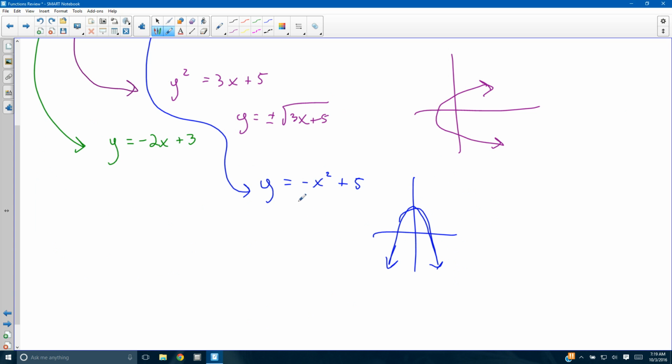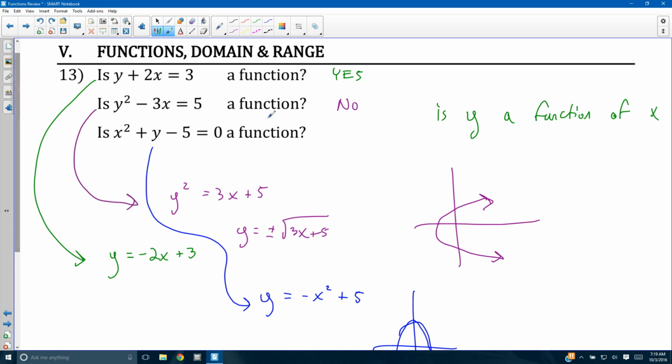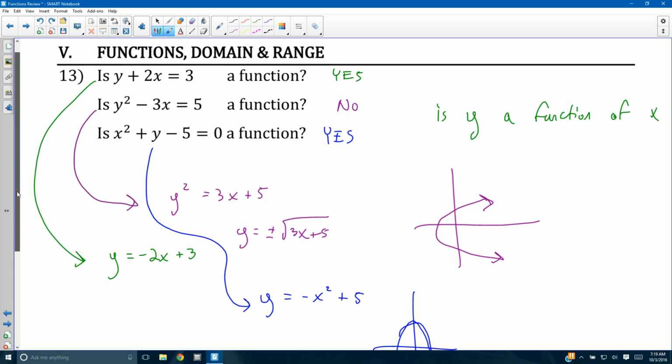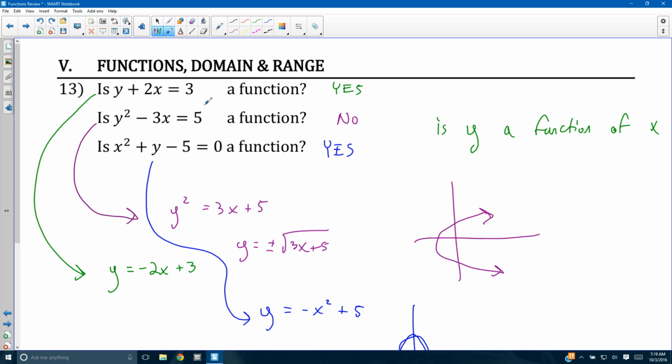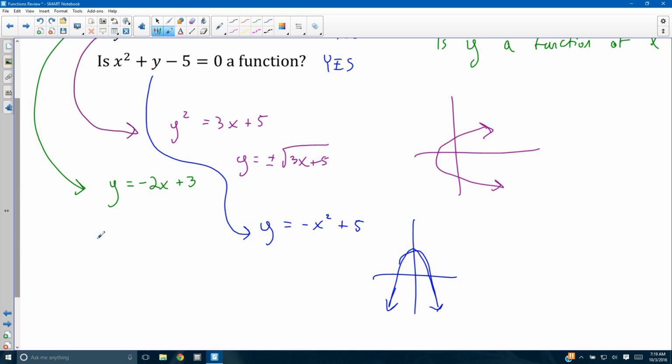It's passing the vertical line test. Yes, this one is a function. However, its inverse would not be. This guy's inverse would not be a function here. And I don't think we had to find domain and range, but if you were curious, the green's domain and range are both all real numbers for that linear equation.